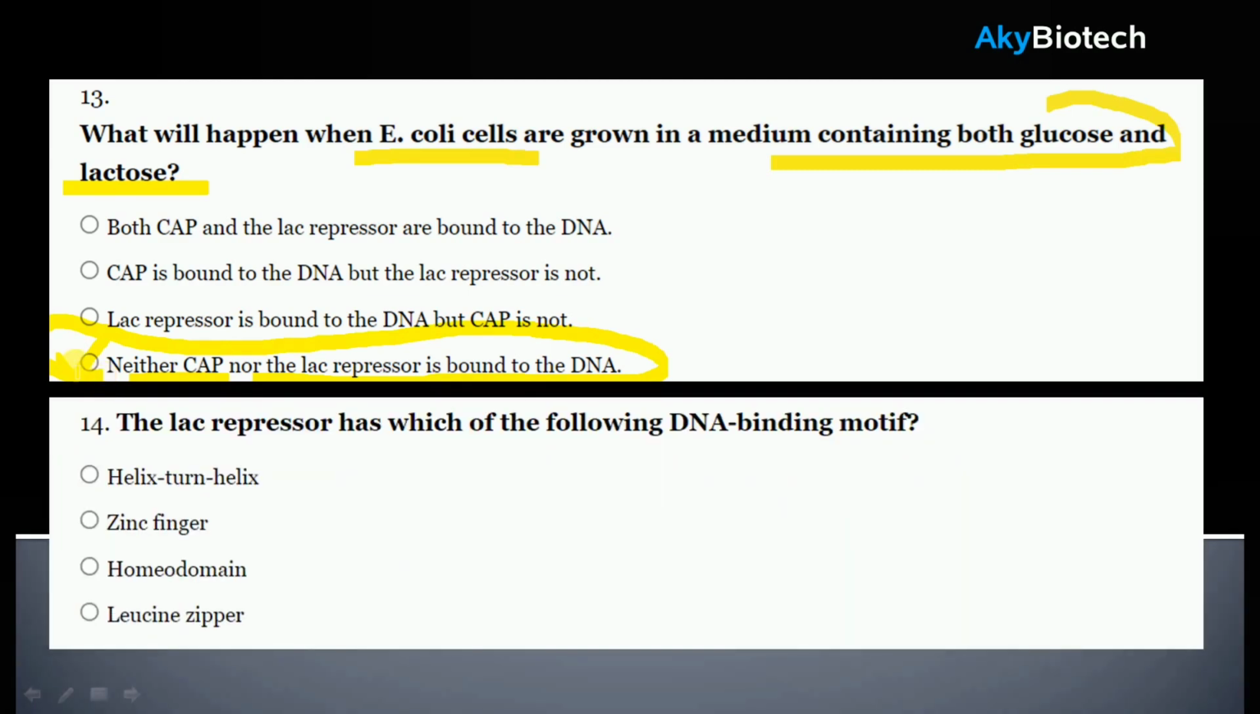Number 14. The Lac repressor, again an important question asked many of the times. It's a very simple question, you just have to memorize it. Which of the following DNA binding motifs does it have? We all know that this is HTH, that is the helix-turn-helix.